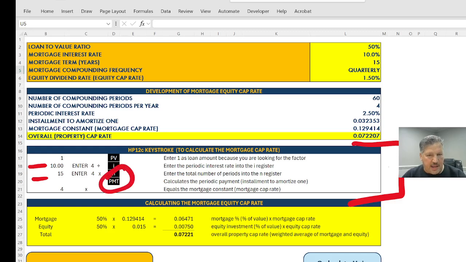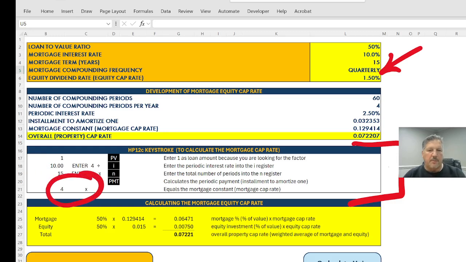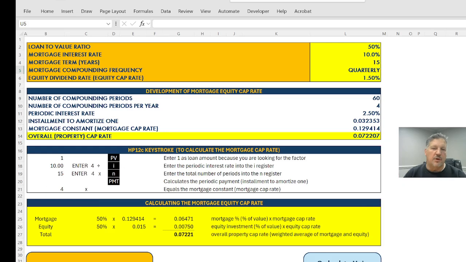The periodic payment. And in this case, because this is a quarterly problem, you would have to take that payment and you would then have to what? Multiply it by 4 to come up with the annual debt service for $1, which is the mortgage constant or the mortgage cap rate. Now, once you develop the mortgage cap rate, you simply plug it in there.